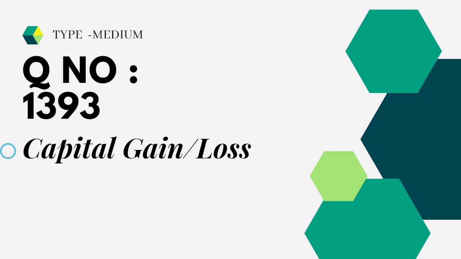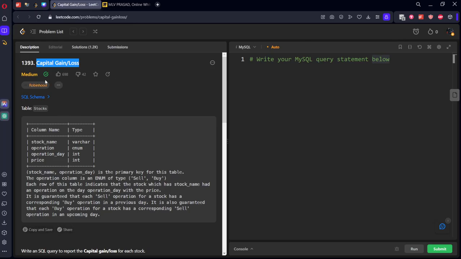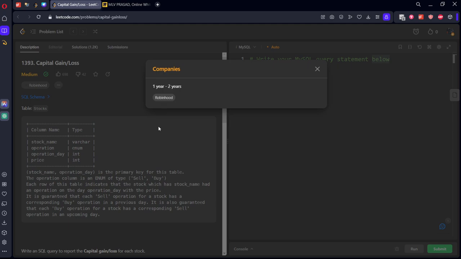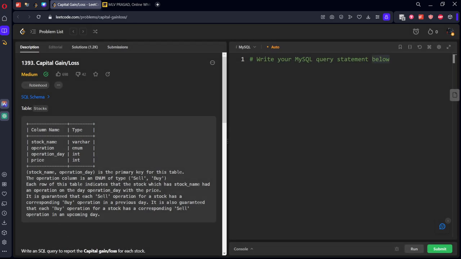The question which we are trying to solve today is of type medium, question number 1393, Capital Gains or Loss. Let's see the question. Here you can see it is already asked in a company called Robinhood for 1 to 2 years of experience.